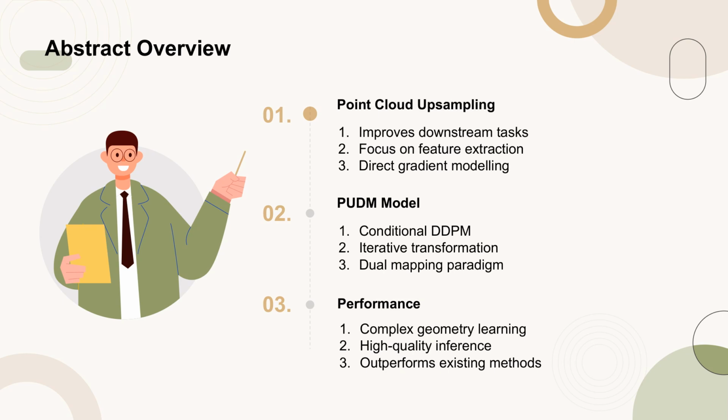Unlike existing methods that focus on feature extraction and upsampling module design, the authors propose a novel approach that models the gradient of data distribution directly from dense point clouds. This approach, named PUDM, is a conditional denoising diffusion probabilistic model that treats sparse point clouds as a condition and iteratively learns the transformation between dense point clouds and noise. PUDM also aligns with a dual mapping paradigm to enhance feature discernment.